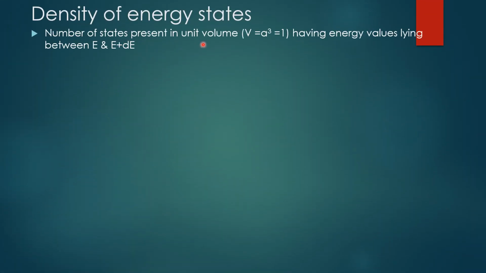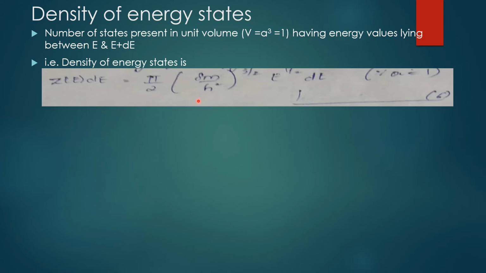Number of states present in unit volume, that is V equal to a³, which is 1, having energy values lying between E and E plus dE. That is, the density of energy states is, here we had a² raised to 3/2. So that becomes a³, and now a³ is 1. So that term is not there. So Z(E)dE is equal to π/2 into (8m/h²) the whole raised to 3/2 into E raised to half into dE. Equation 6.